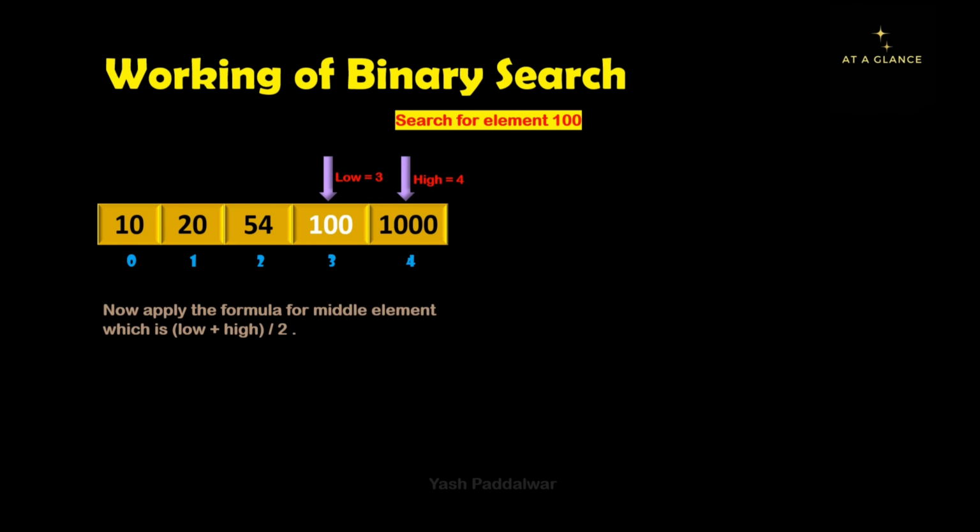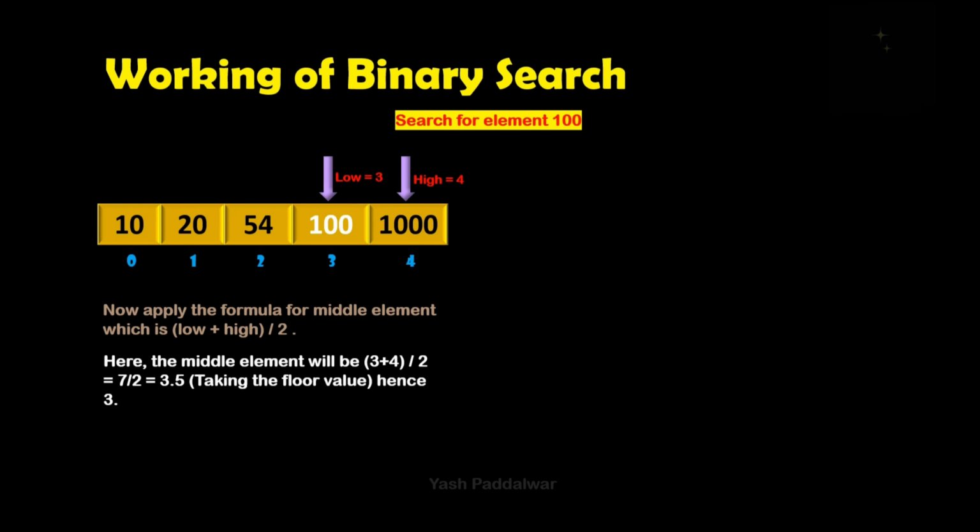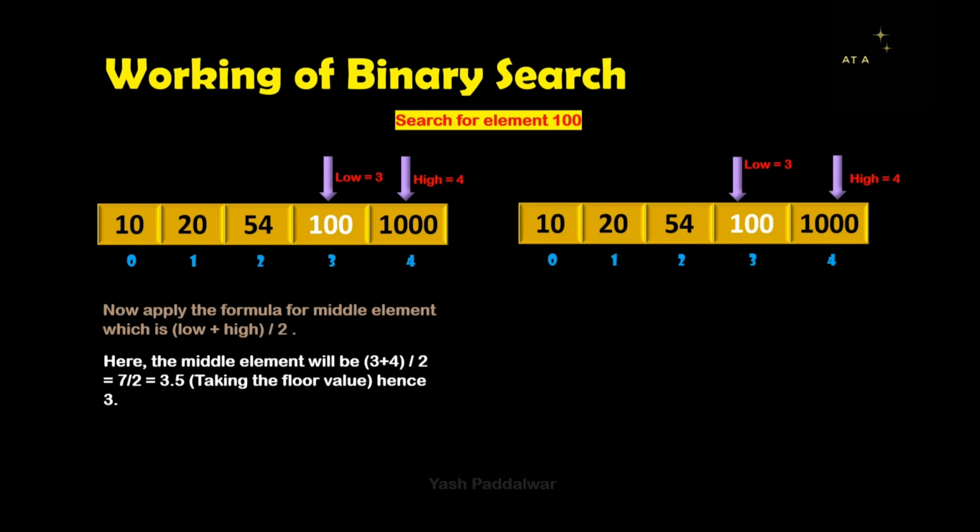Next we need to again compute the formula as per the new values. So 3 plus 4 by 2 gives us 3.5. It is always recommended to take the floor value. Therefore the floor value of 3.5 is 3. Therefore now the new middle element's position is 3. The element which is located at position 3 is 100.